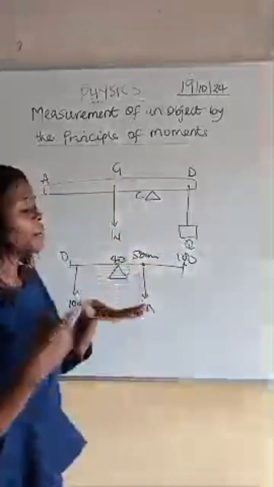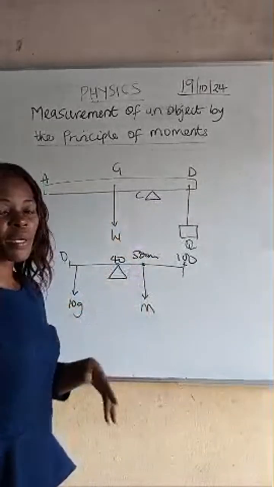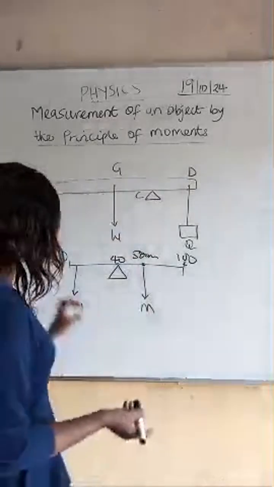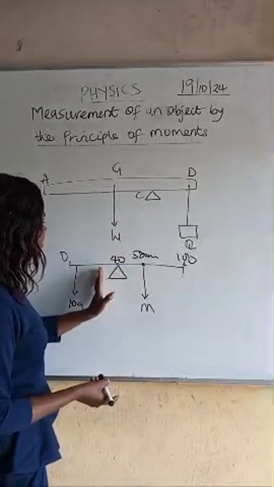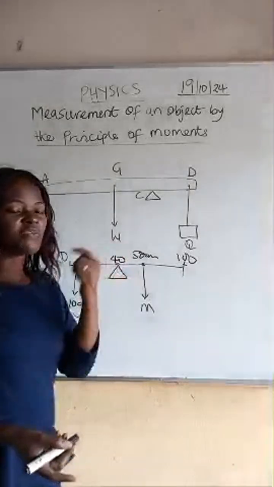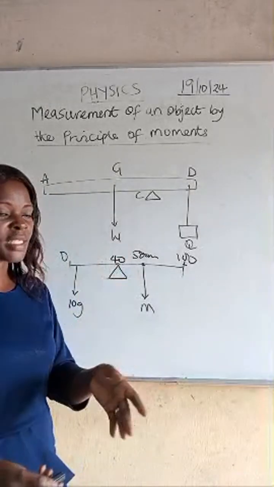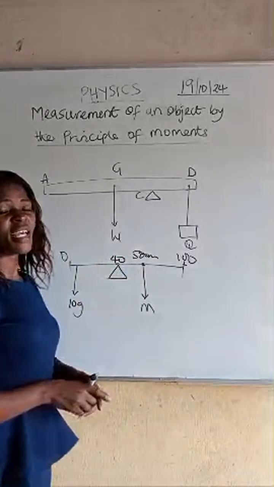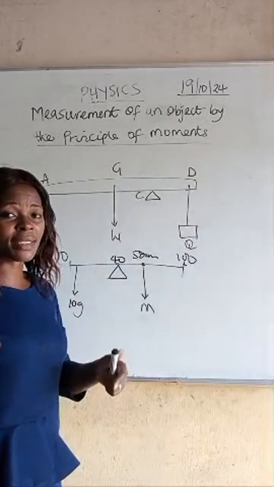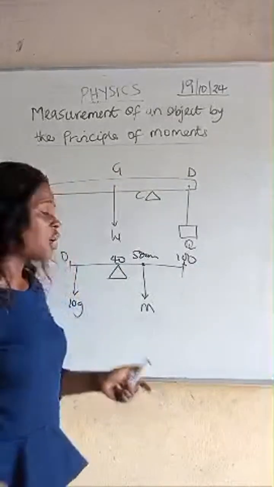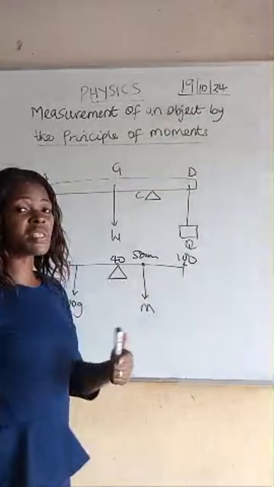That is the essence of measurement of an object by the principle of moment. If this is kept at 40 and we are expected to find the mass or the weight of that object, what are we going to do? In as much as we know that this object has a center of 50 centimeter, you're just going to put that mass at 50 centimeter.